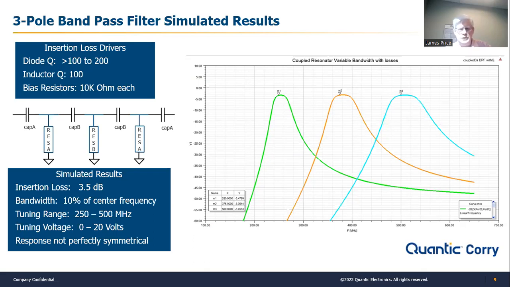The other thing to notice is that in this example and the one before, the responses are not perfectly symmetrical, and that is an offshoot of designing in this way. The reason they're not symmetrical is because there's only one 0 at infinity in this circuit. It doesn't act like a 3-pole filter at infinity. It only acts like a 3-pole filter around the center frequency of interest for each one of these filters.